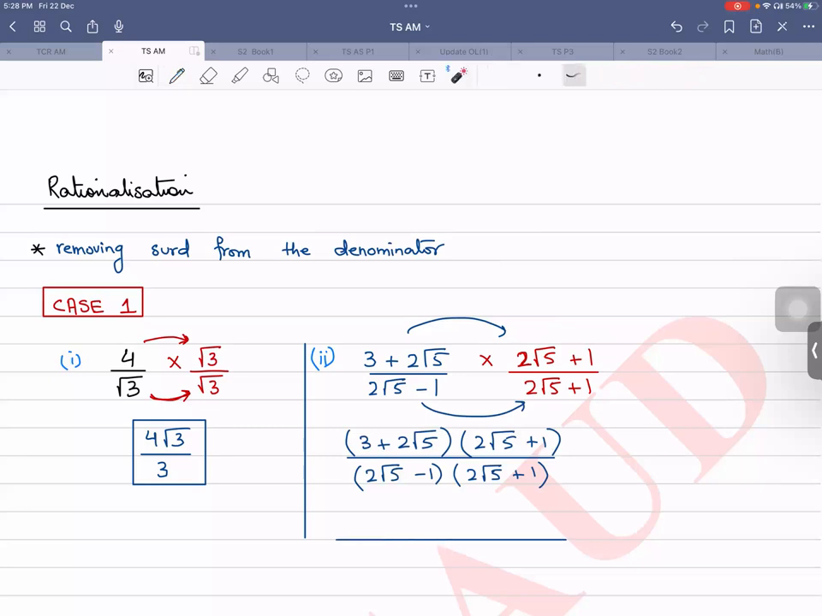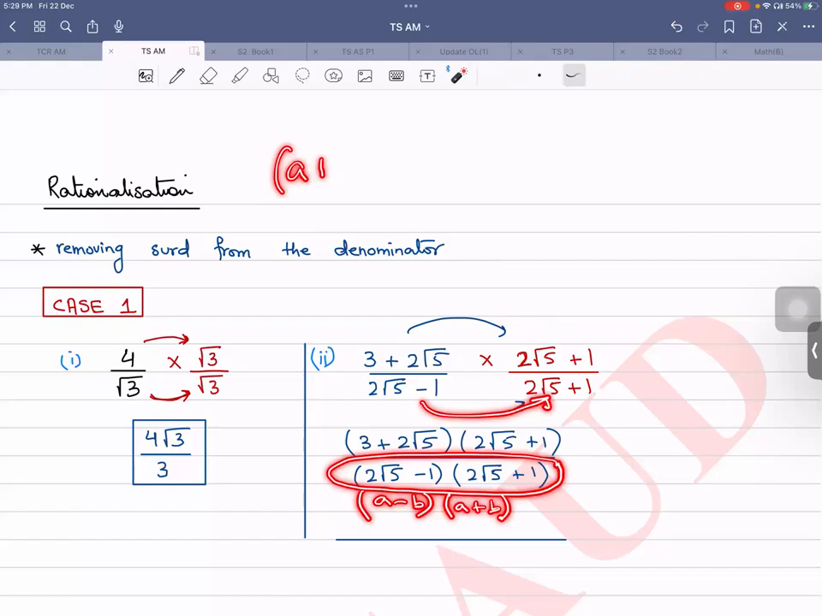Why? Because what form do I see in the denominator? I see a minus b, a plus b, and I am always going to see this form in the denominator. क्यों? क्योंकि मैं बीच का साइन चेंज करके मल्टीप्लाई कर रहा हूं. तो डिनोमिनेटर में तो हमेशा a प्लस b, a माइनस b होगा. And what is a plus b times a minus b equal to?